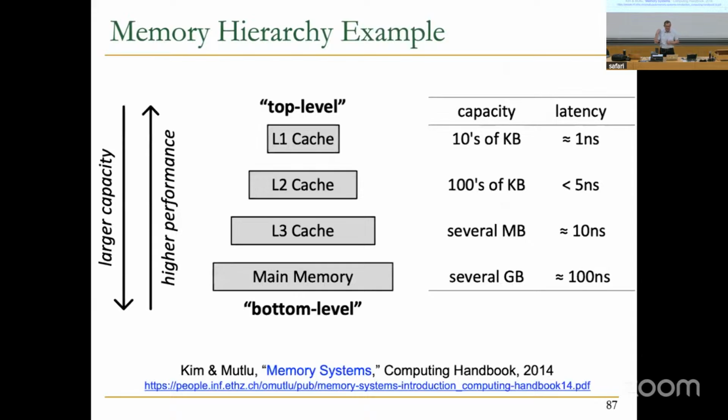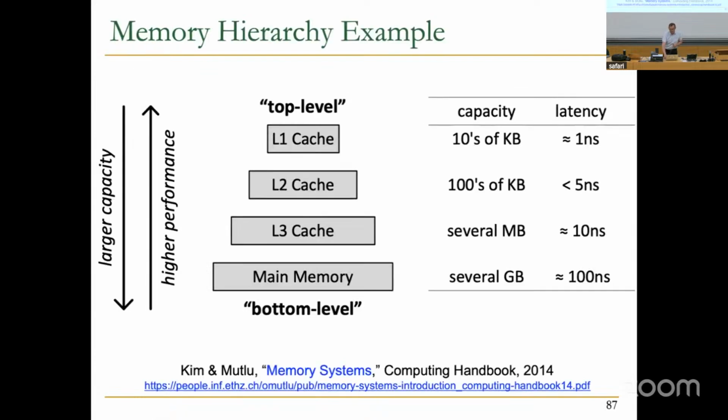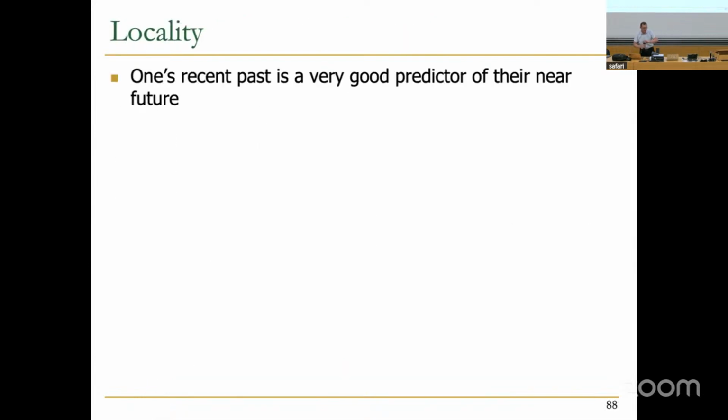Okay, this is another example from the book chapter that I recommend you to read. This is a hierarchy with three cache levels and the main memory at the bottom level. And you can see, again, the capacity and the latency trade-offs over here. Okay, so hopefully this is clear. So why does this work? Basically, why do people build memory hierarchies? Because it's based on the locality principle.